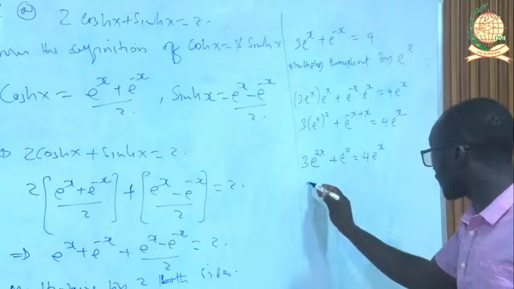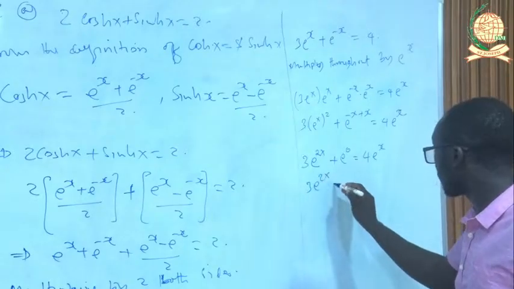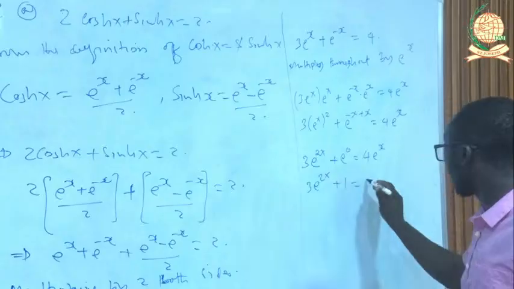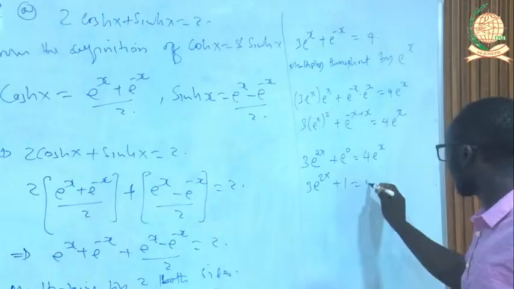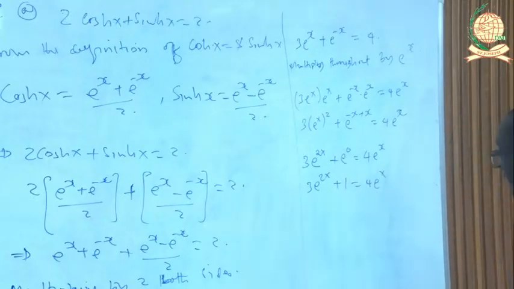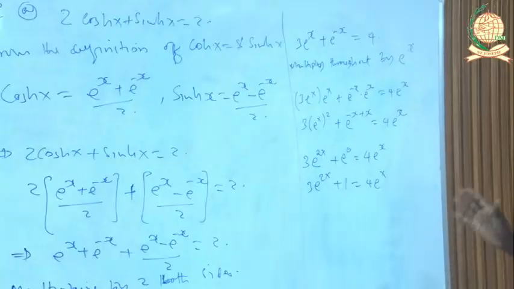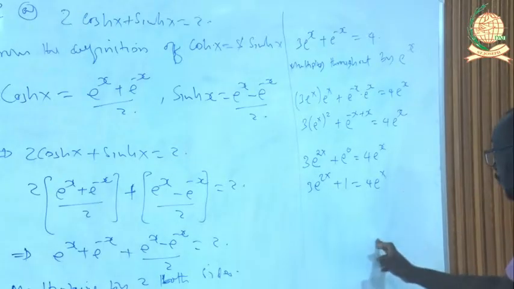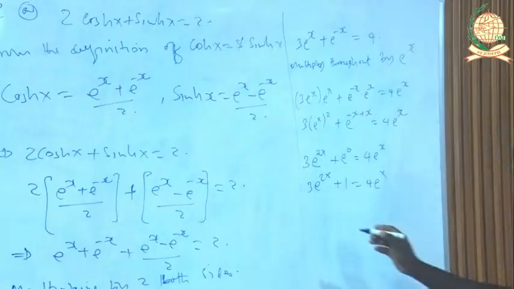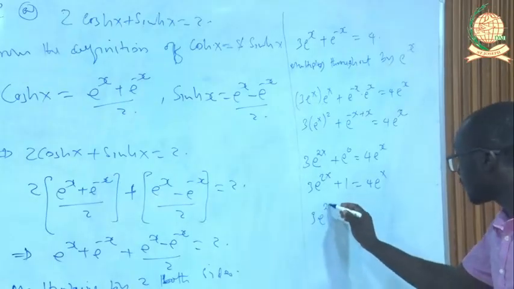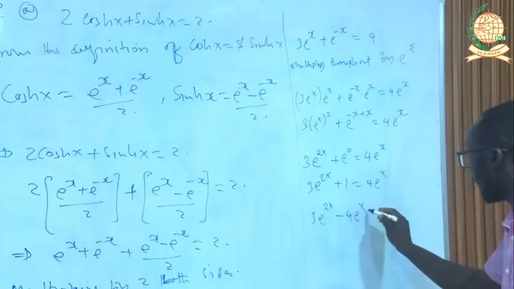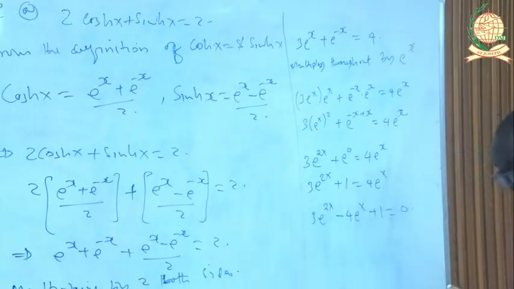So this is 3e^(2x) plus 1 equals 4e^x. Then from here we could rearrange the equation to make sure that one side is 0, which means this 4e^x could come to the left hand side, and the equation is going to be 3e^(2x) minus 4e^x plus 1 equals 0.